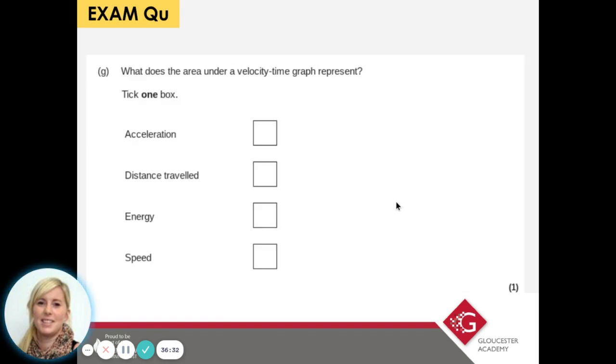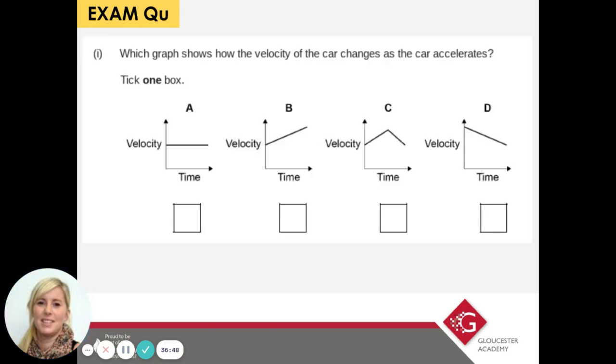Okay, so quick question then. What does the area under a velocity time graph represent? Literally just a moment. And it's this one, it's distance travelled. And then another quick one: which graph shows how the velocity of the car changes as the car accelerates? Which one, A, B, C, or D, shows acceleration? Very quick, and the answer is B. And that is the end of the lesson.